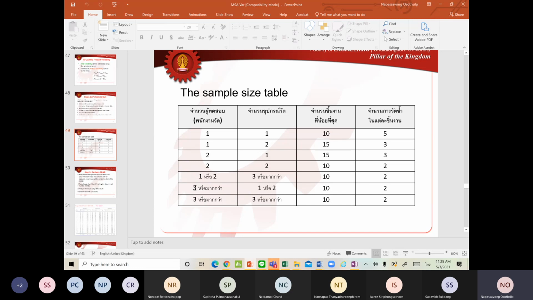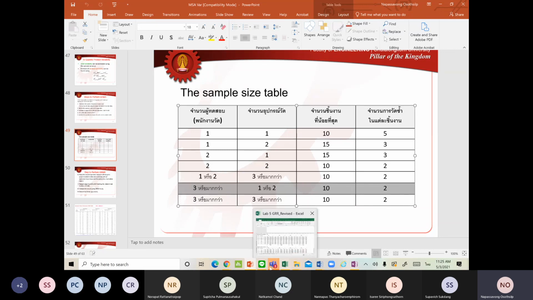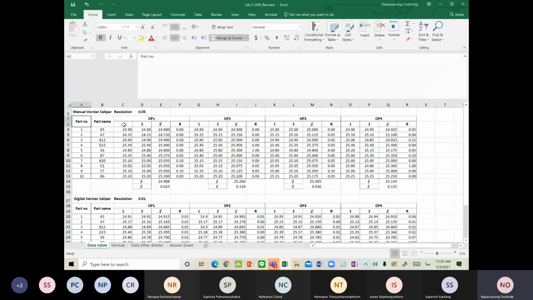So we have 3 or more, which is 4 operators, and the number of devices that we have now is 2, right? Manual and digital. Okay, so we are at this line, right? So we need 10 parts and 2 replications. Okay, come back. Right, so they took 10 part, and 2 replication, so it's okay, right?